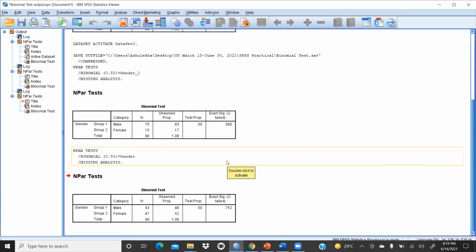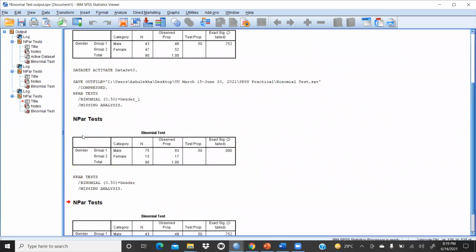We are ignoring this part. You could see here, this is the output. Gender group 1, male is... how much is male? 75.